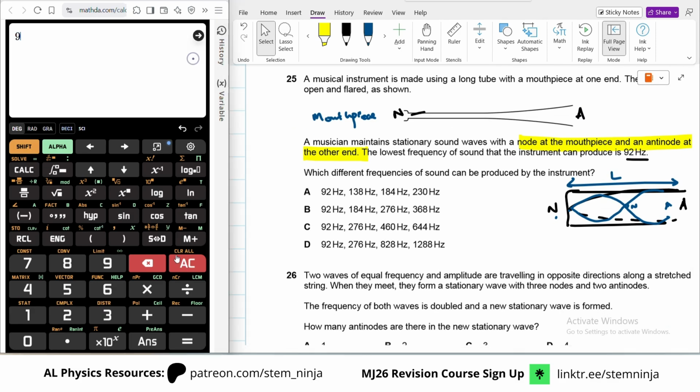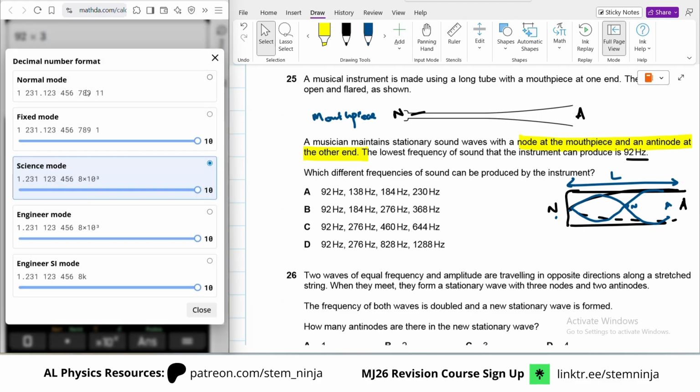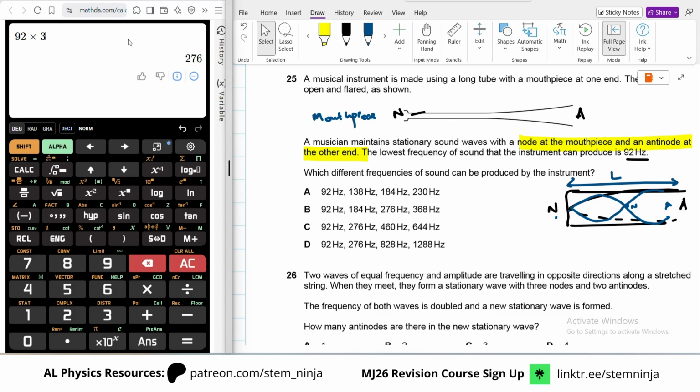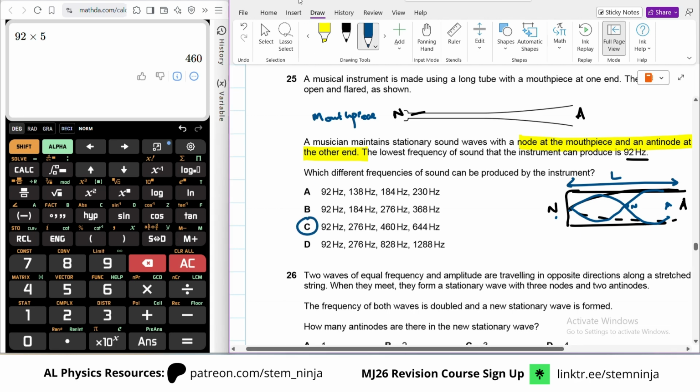So we can say 92 times 3, 276, and then 5, 460. Yeah, so basically this is the C part.